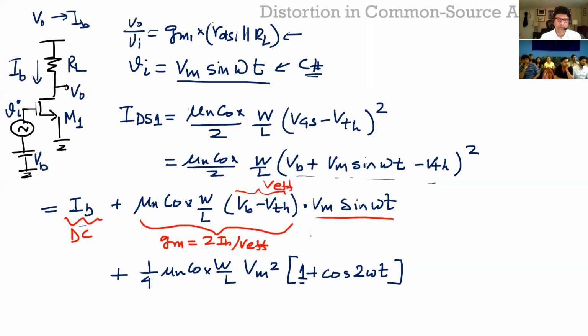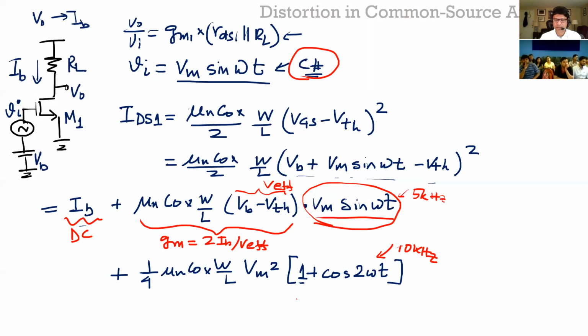So whatever tone you're giving in, like as I said, let's say you're giving in a C sharp of a piano, you want that same C sharp of the piano here. So that's the term you're getting. But here you get some other omega. So let's say C sharp was, I don't know what C sharp is, but let's say 5 kilohertz. Here you're going to get 10 kilohertz, and that's your distortion.